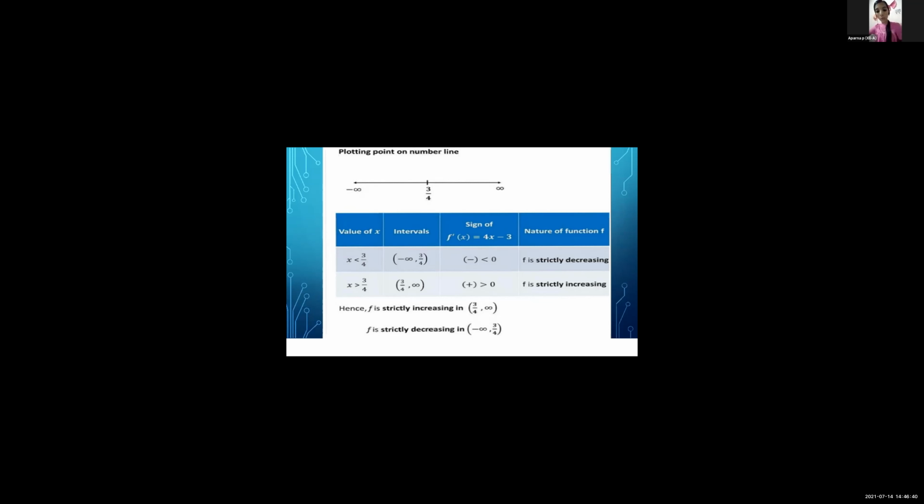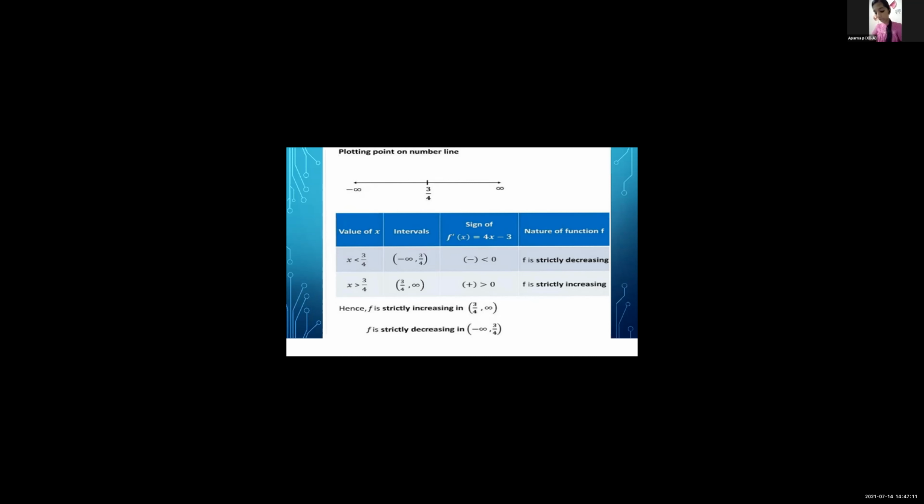While we are substituting in f dash of x, f dash of 0 is equal to, we have found already that f dash of x is equal to 4x minus 3. So in the place of x, we have to substitute 0. We have to take any value which is less than 3 by 4 and check whether it is an increasing or decreasing function. In the same way, we have to take one value greater than 3 by 4 and check whether it is increasing or decreasing.